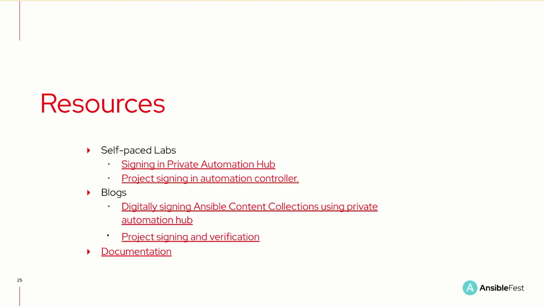There are resources available. There are self-paced labs that are publicly available where you can see how signing happens in Private Automation Hub, and how project signing happens in Automation Controller. And there are blogs available: how do you digitally sign your collections? How does project signing and verification work? And then there's the Ansible documentation that also talks about this.